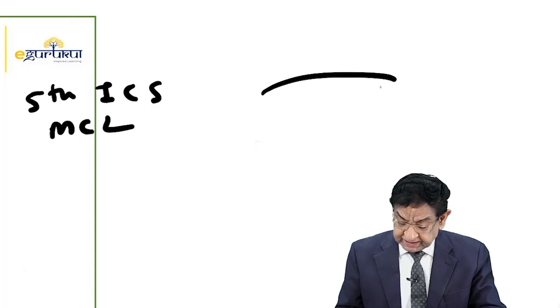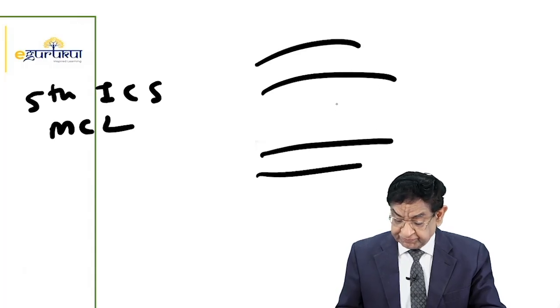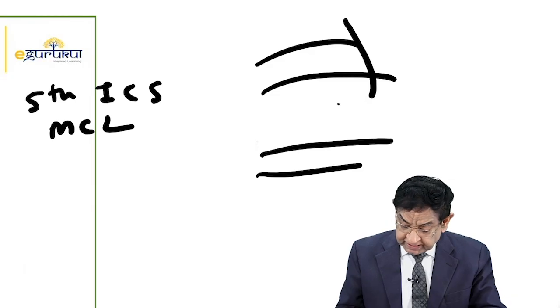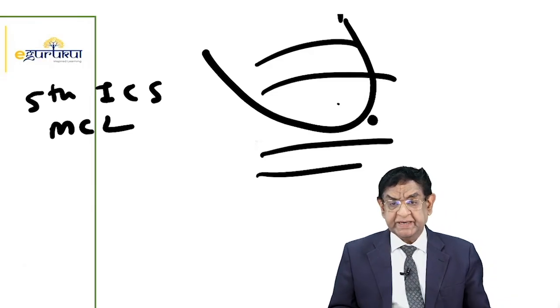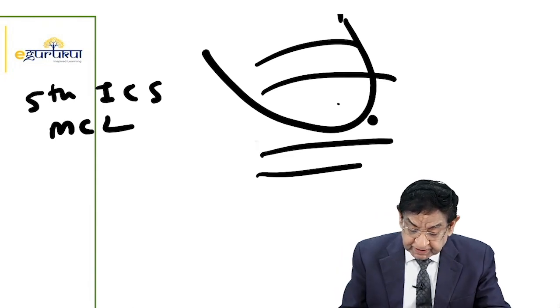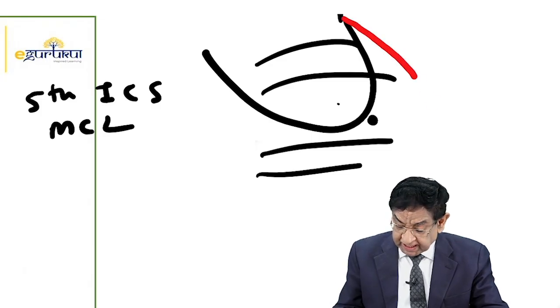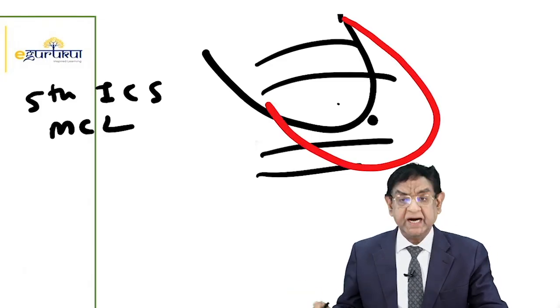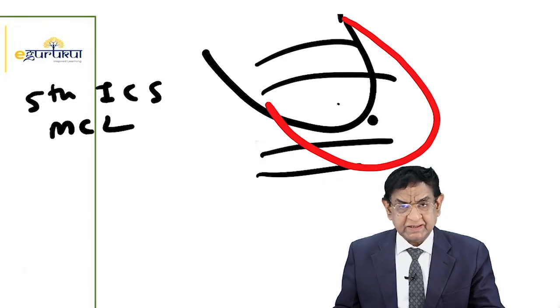Let us say this is the fifth intercostal space, and this is the apex beat. Fifth intercostal space in the mid-clavicular line is where it is. Now in these patients, this is displaced down and out. Down and out. What's the reason?